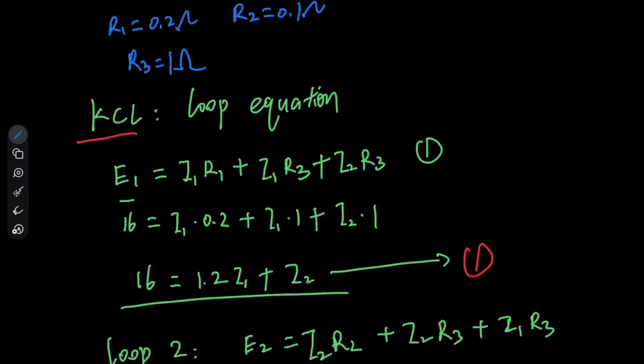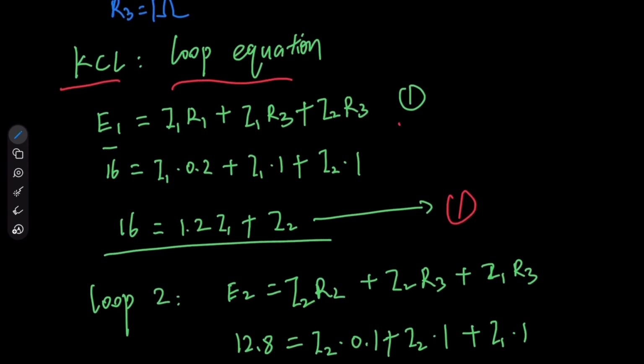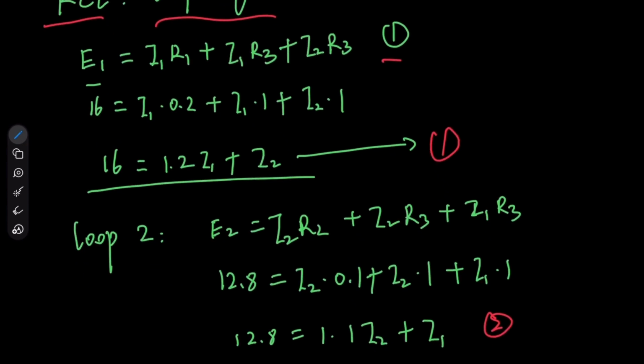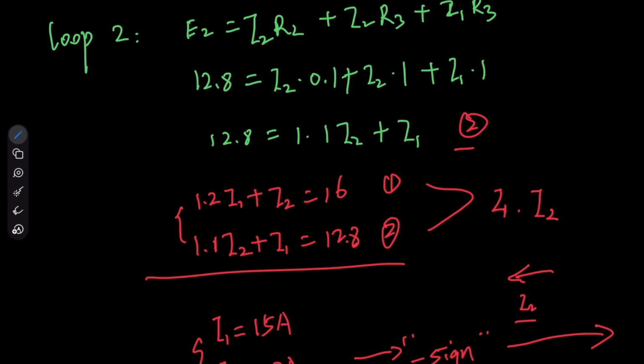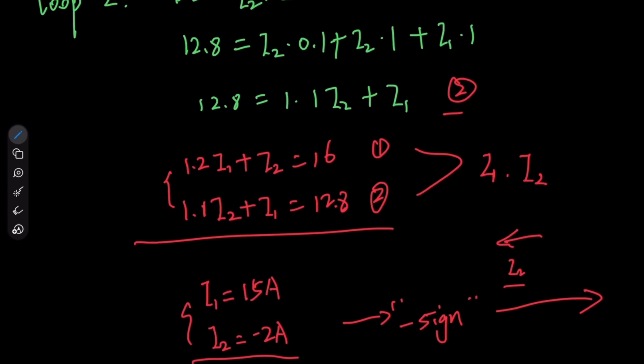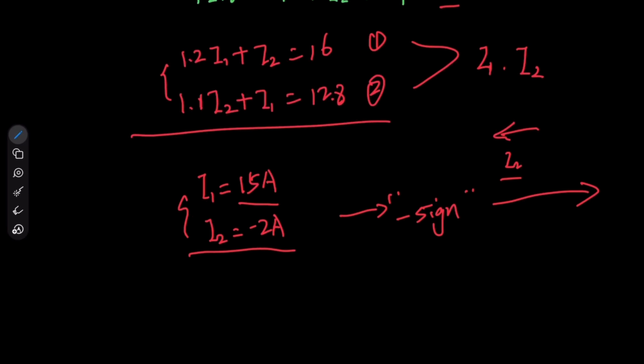After we build loop equations 1 and 2, we can solve them using whatever method we like. We can use substitution, or we can use determinants; they are just different methods to help us solve the equations. Then we can get the numbers for I1 and I2. So this is the example for two loops.